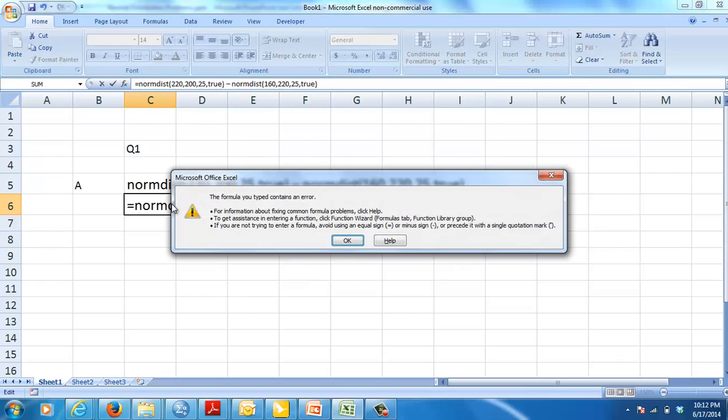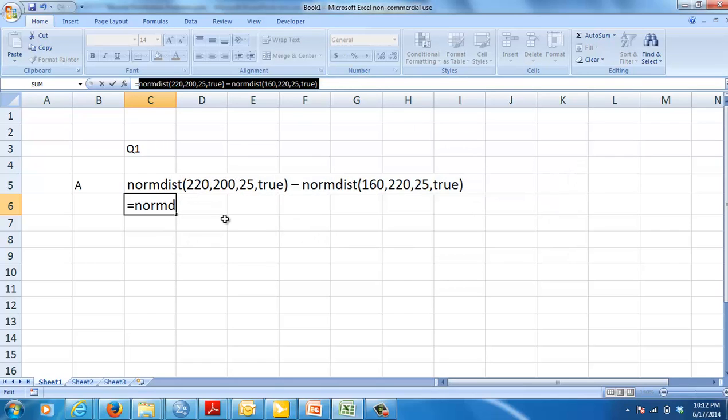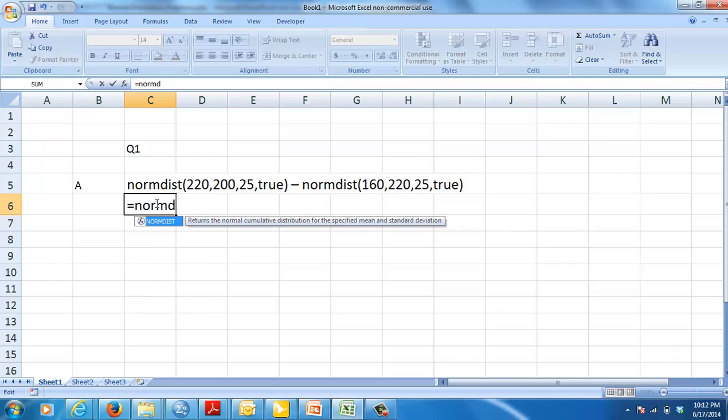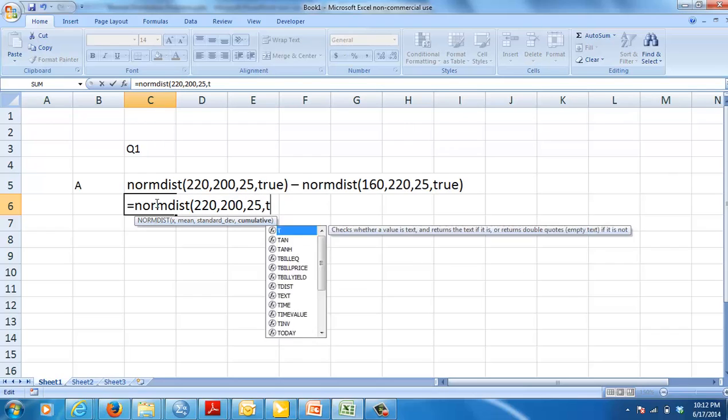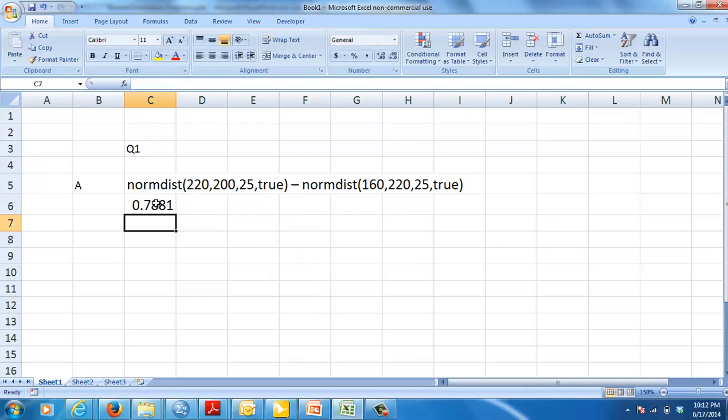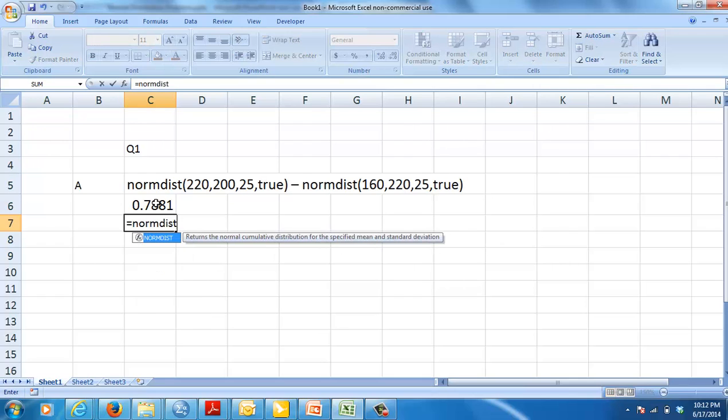And it doesn't like it for some reason. What is the problem here? I'm not even sure what they don't like here. Let's try this: norm dist of 220, 200, 25, true. That they like just fine. And I'll do the same thing for the other one. Maybe I'm just being difficult today.